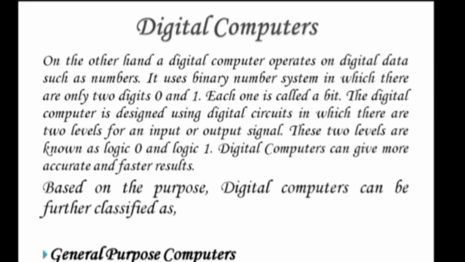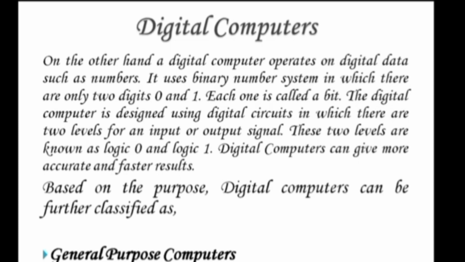On the other hand, the digital computer operates on digital data such as numbers. Basically, the computers that perform calculations on digital numbers are called digital computers. It uses the binary number system in which there are only two digits, 0 and 1. Here 1 represents the on signal and 0 represents the off signal. Each one is called a bit.